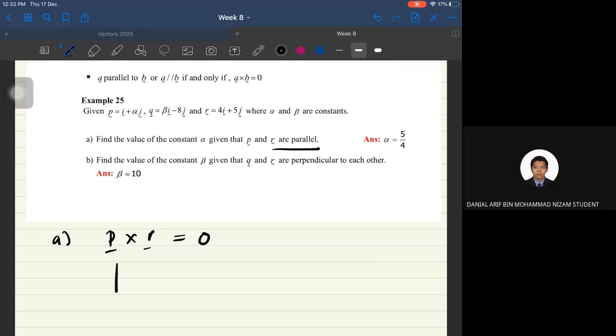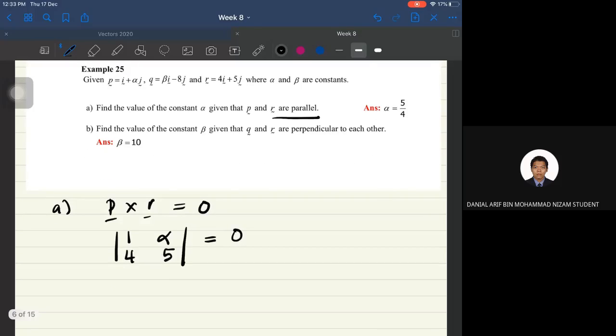Okay, so what is your P? Vektor P awak adalah (1, alpha). Vektor R awak adalah (4, 5). This is just 2 by 2, so sebab itulah mudah. So 5 tolak 4 alpha sama dengan kosong. So 4 alpha sama dengan 5, so that you will have your alpha is equals to 5/4.